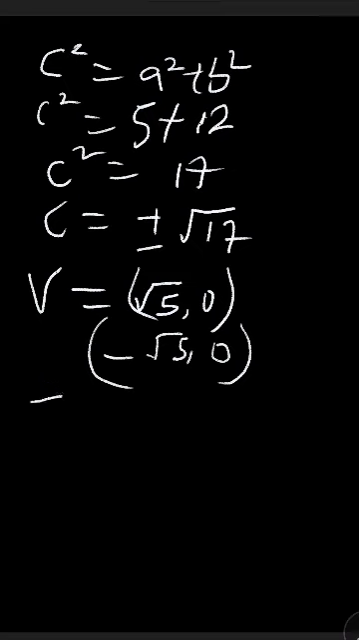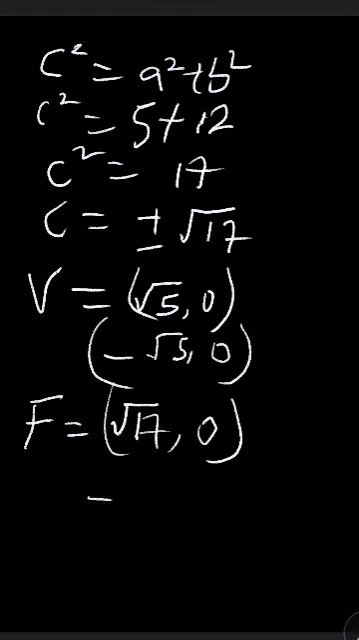While for the focus it is c, 0, and our c is plus or minus root 17. So that will give the positive one first, which is root 17, 0, while the negative one is minus root 17, 0. Alright, so that is the vertices and the foci. So this is the focus and this is the vertex.